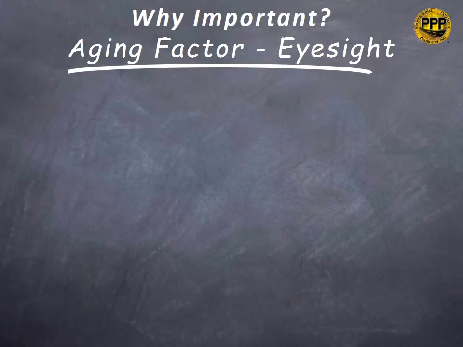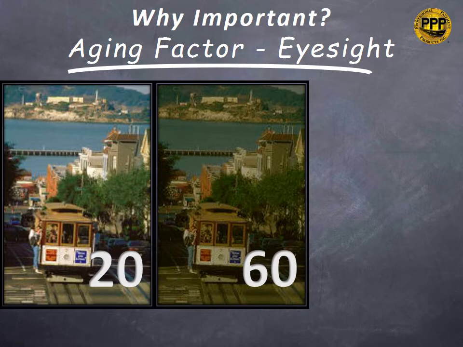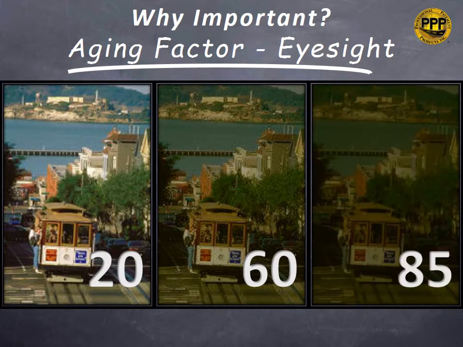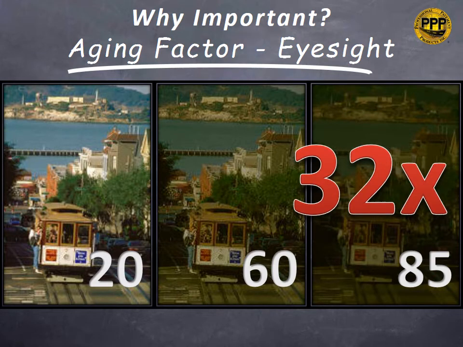As we get older, we need more light to see. This represents how a 20-year-old would see the street. This as a 60-year-old would see the street. And this as an 85-year-old would see the same street. Our need for light for proper vision increases dramatically as we age. By age 85, we need 32 times more light to see as a 20-year-old does.